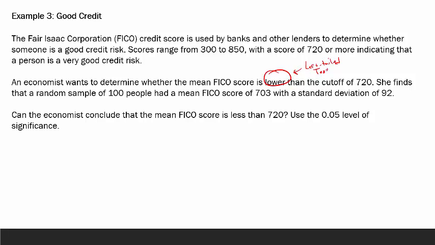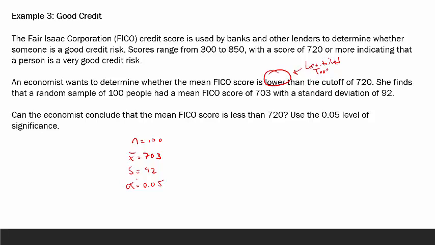Okay, so this economist, she finds that a random sample of 100 people, so you're given n, had a mean FICO score, so their X bar was 703 with a standard deviation of 92. Okay, can the economist conclude that the mean FICO score is less than 720 and use the 0.05 level of significance?